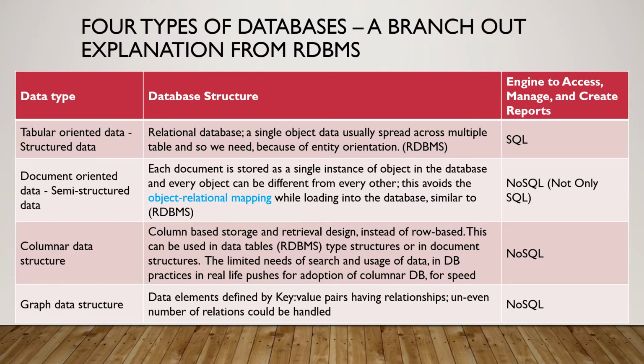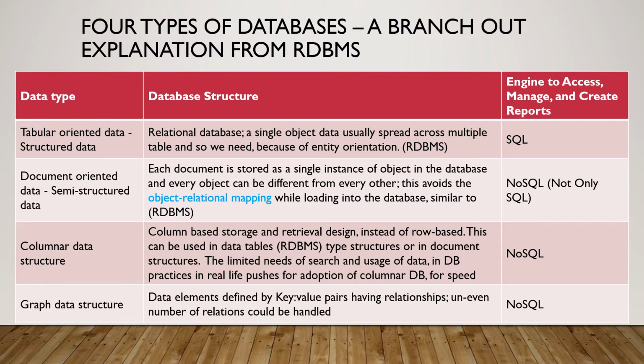So what I want to introduce here is there are 4 types of databases, from the point of view of extending the definition of RDBMS, relational database. RDBMS is a tabular oriented data. It's rows and columns. It's structured data. Single object data usually spreads across multiple tables, and so we need well-defined entities, relations, and relationships. And the language we use is SQL.